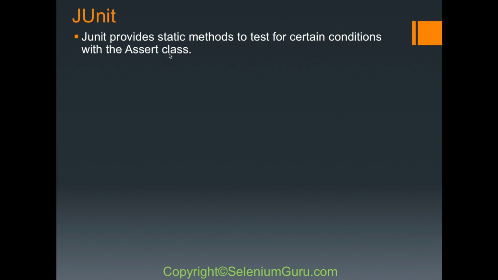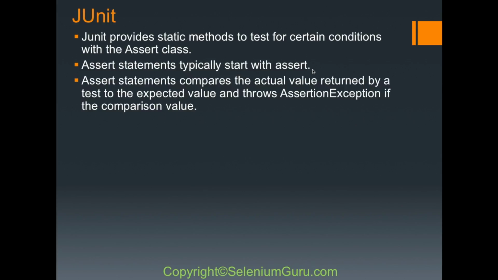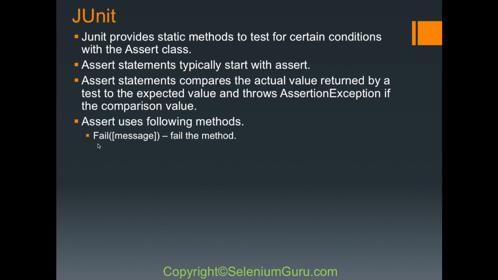So now, JUnit provides static methods to test for certain conditions with the Assert class. Assert statements typically start with assert, right? So we already learned about that. An assert statement compares the actual value returned by a test to the expected value and throws an exception if the comparison fails. Assert uses the following methods. Fail: if you have fail, then it means it fails the method. AssertTrue, right? We learned about assertTrue in our previous example. So I have a message and a boolean, right? It checks that the boolean condition is true, and then it's going to throw this message.